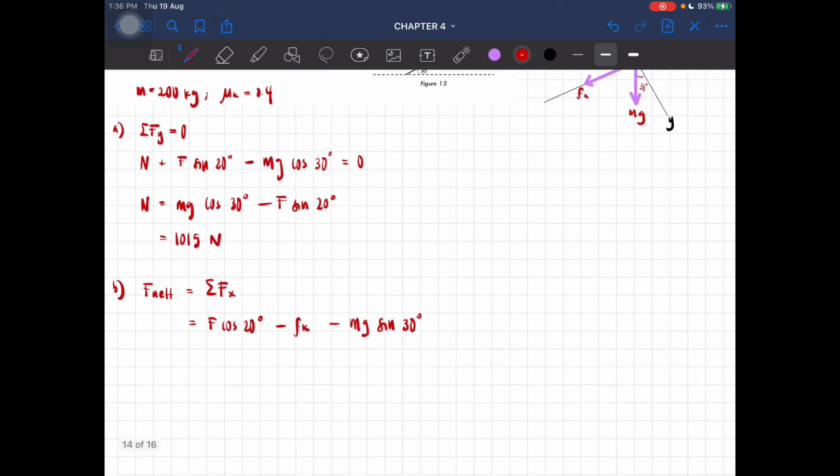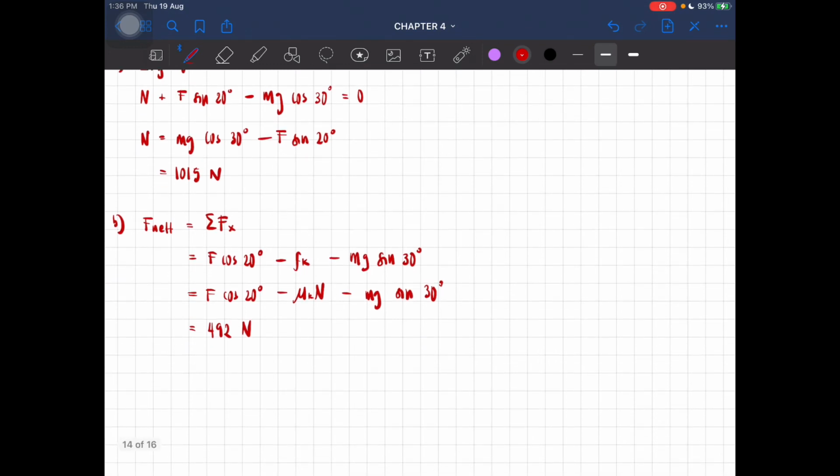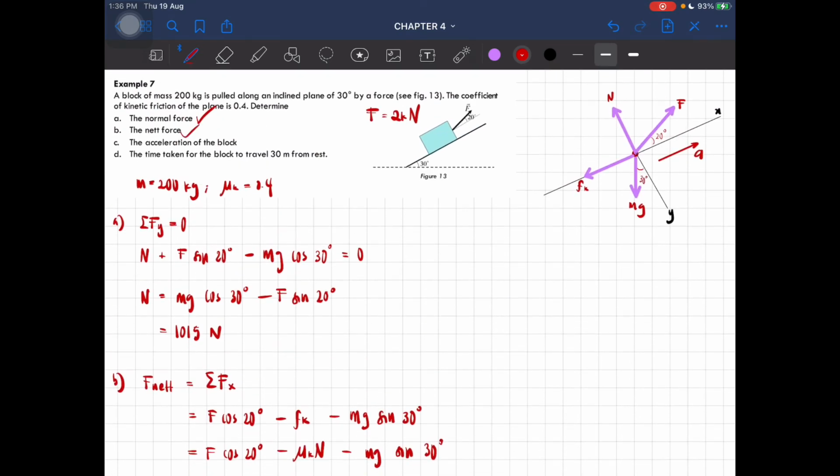So that is the x component: F cos 20° minus mu kn minus mg sine 30°. We have all the values here. Just substitute, and you'll get the net force to be equal to 492 Newton. Okay? Can? This is easy. And then what does question C ask? It asks for the acceleration of the block.